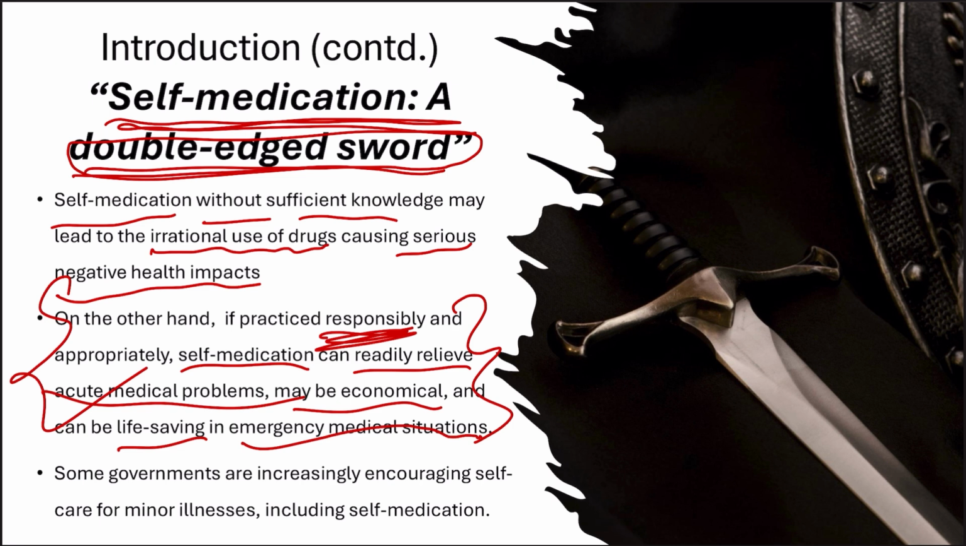So in that case, it is not acting as a benefit. This is the reason why it is a double-edged sword, and when we are doing responsible self-medication, we are actually providing benefit to the society. That is why some of the governments all over the world are even increasingly encouraging self-care for minor illnesses. Those are some of the minor illnesses which can be treated with self-medication. So in that case, we can go for self-medication. So this is about self-medication as a whole, about the background.